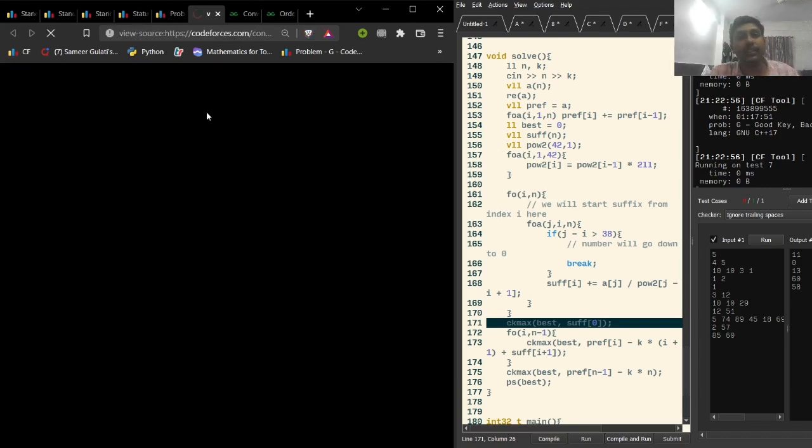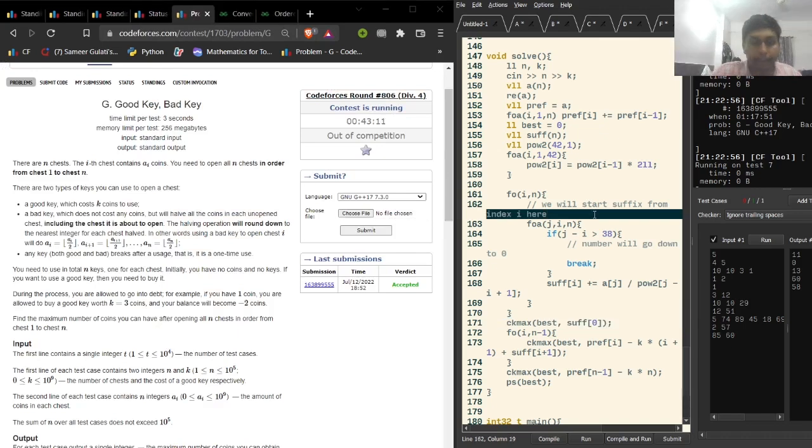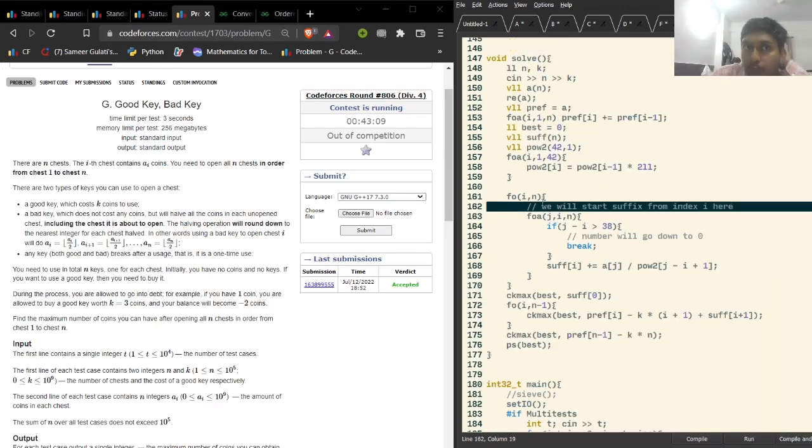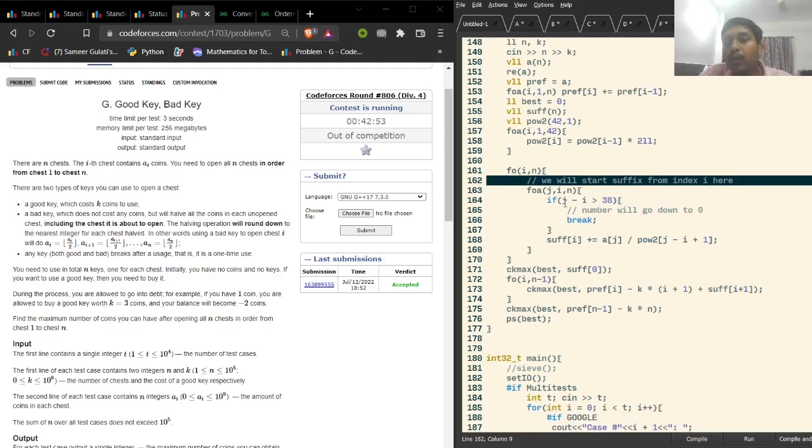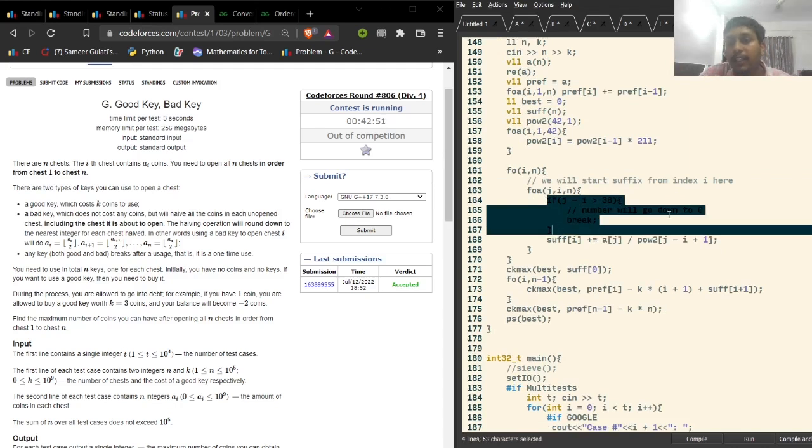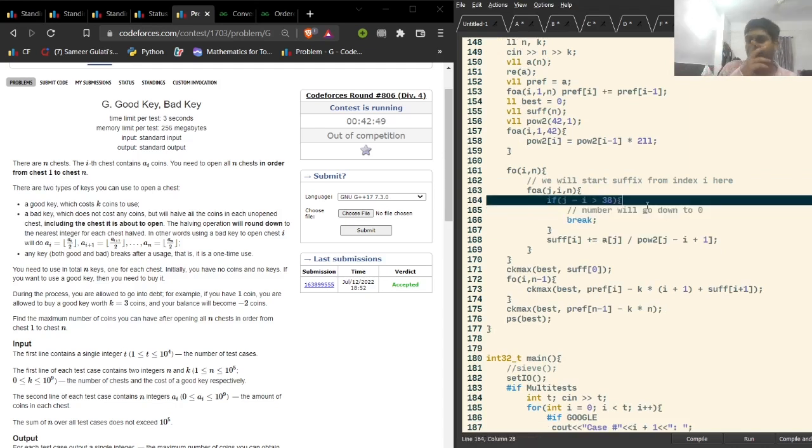So this is what I essentially have done in the code. I loop for all of the particular values, since I want to calculate all of the suffix. For a value of i equal to some x, I'm going to start calculating the suffix value from index i. Now, if I've calculated for more than 38 values, the number should be 32, 33, or 35, but I've just taken 38 for safety, then I'll just break out. Otherwise, I will just add the value to the suffix.